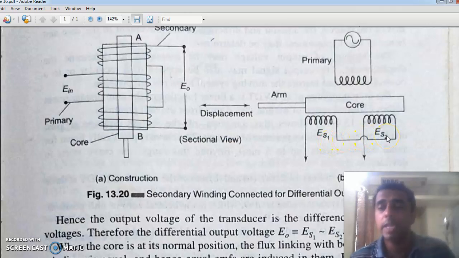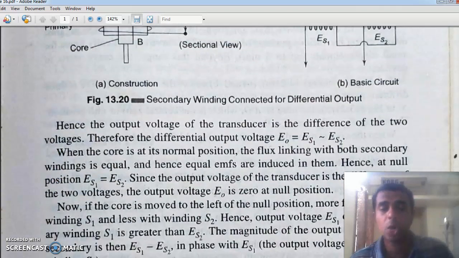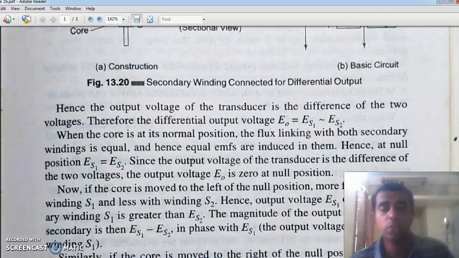The induced voltage magnitude will depend on the position of the core. So that is why it is written like this. Hence the output voltage of the transducer is the difference of the two voltages. For the differential output voltage, E0 is ES1 minus ES2.